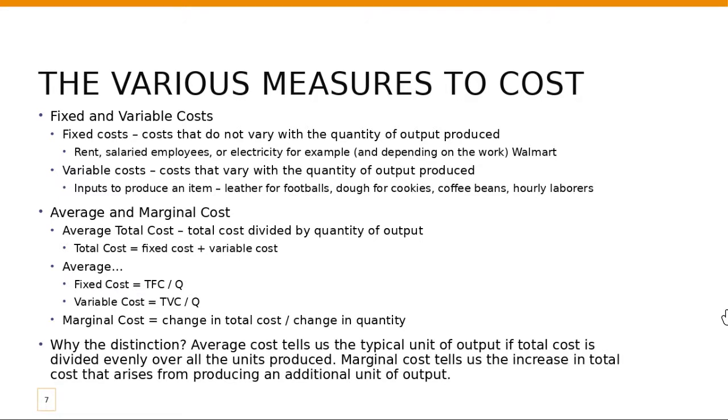Now, why do we have this distinction? Simply put, the average cost tells us the cost of the typical unit of output if total cost is divided evenly over all the units produced. Marginal cost tells us the increase in total cost that arises from producing an additional unit of output.